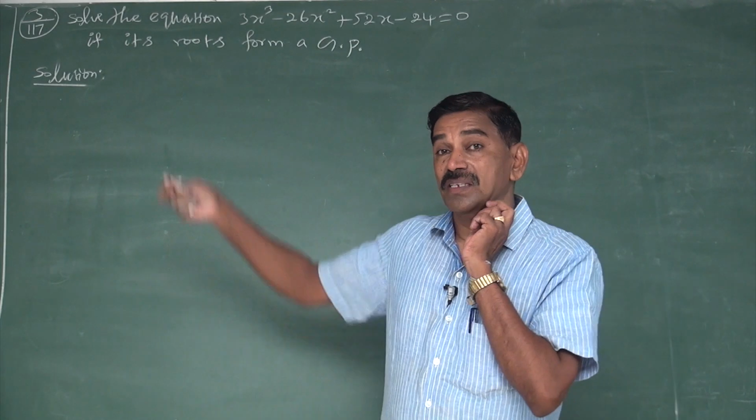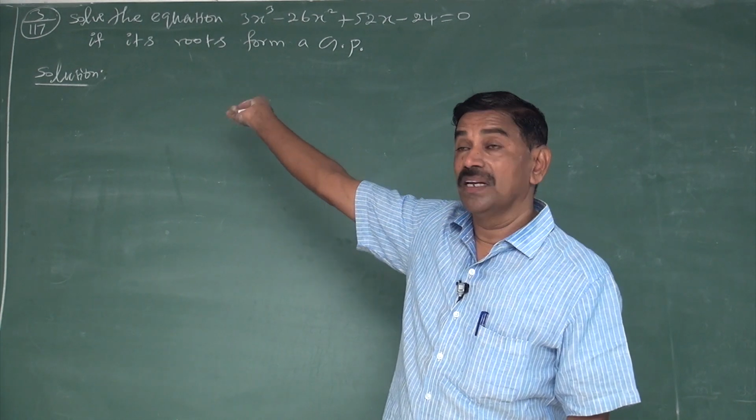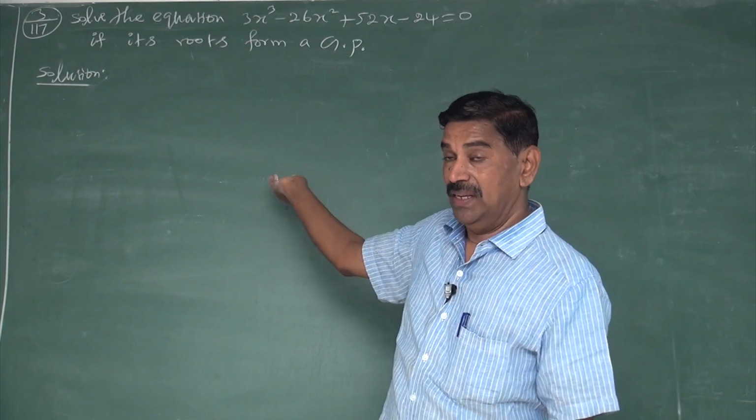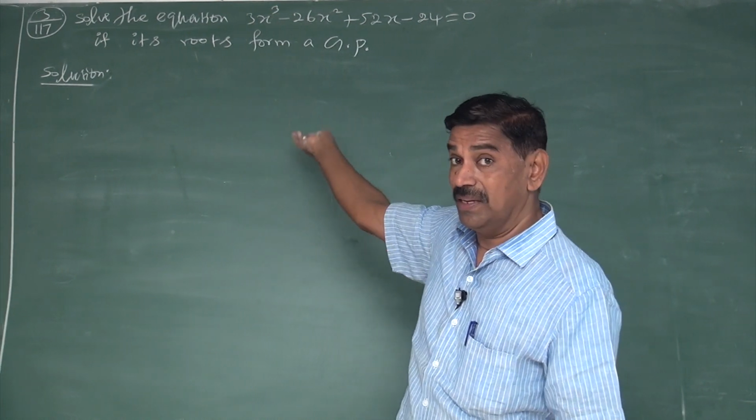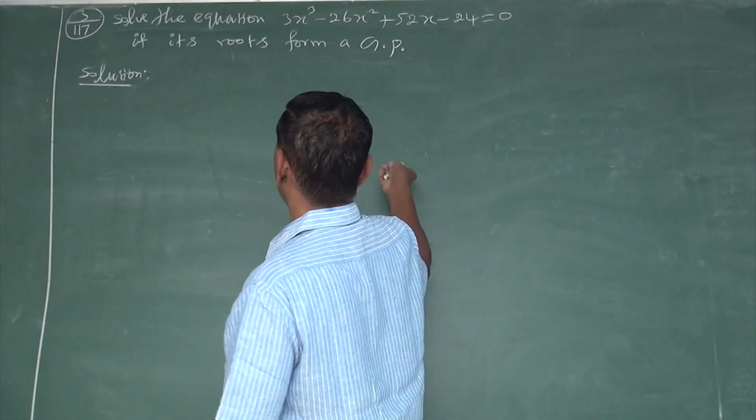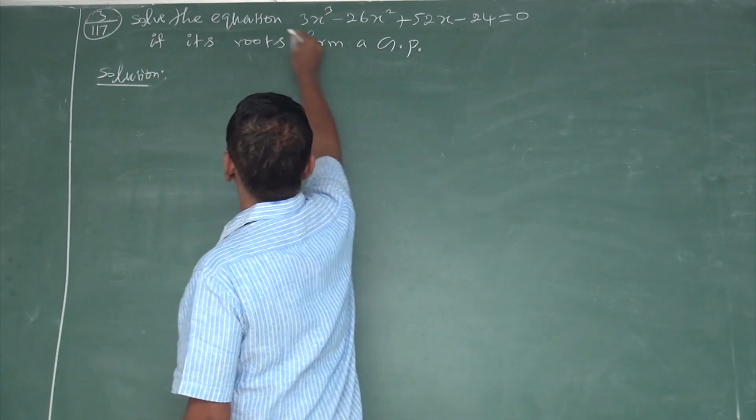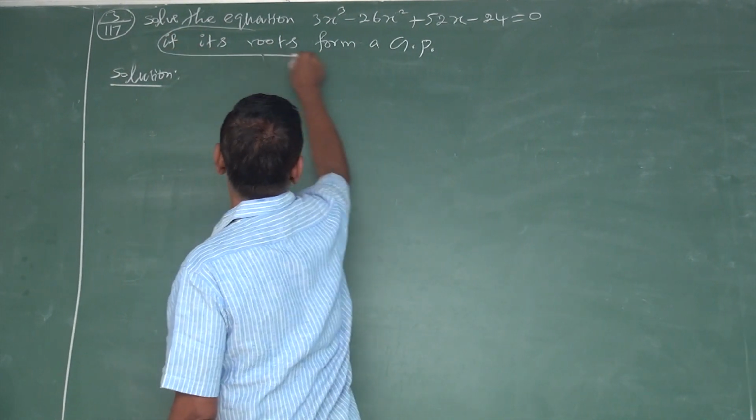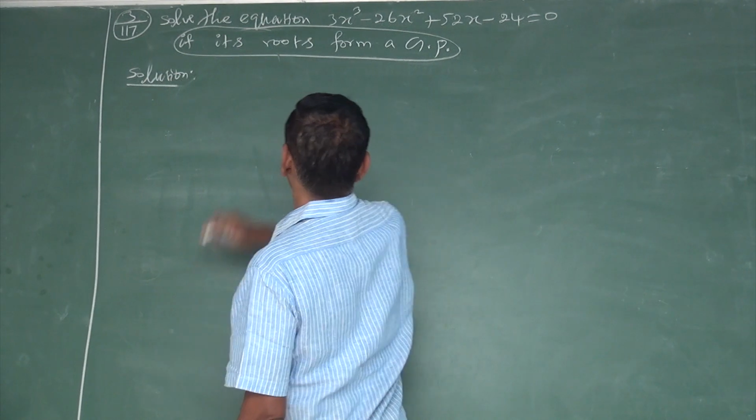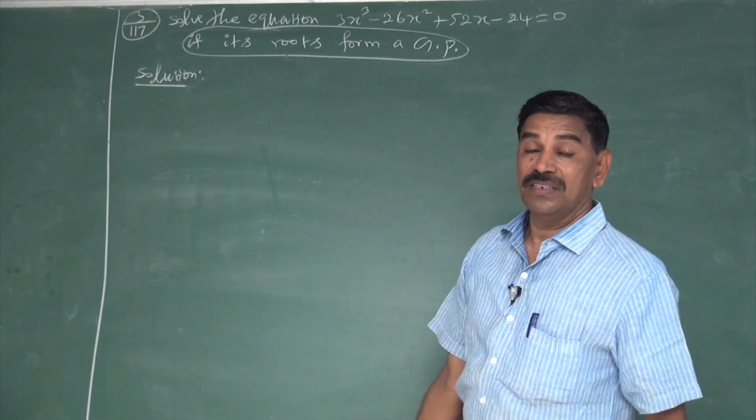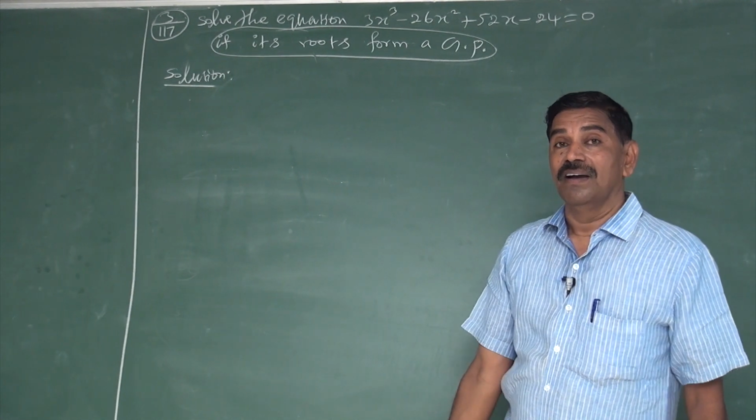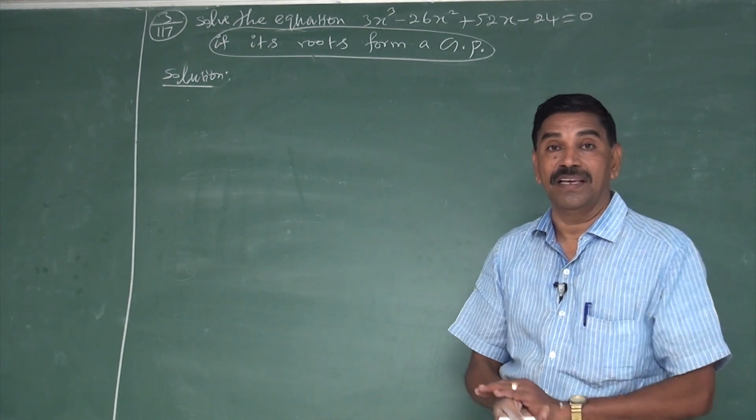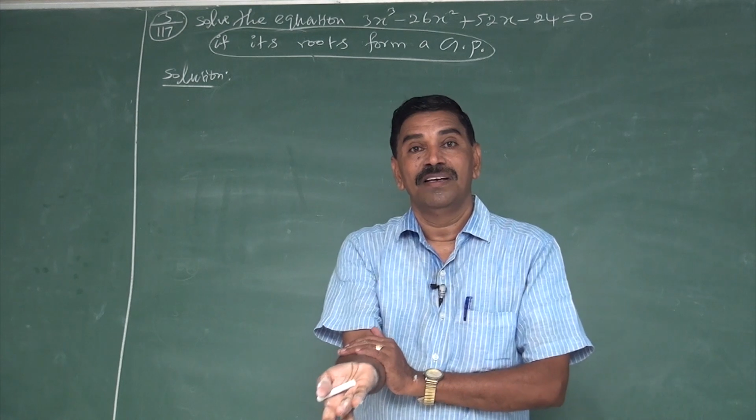Before, the question was to solve the cubic equation with the condition that the roots are in AP. Now, the next question: solve the cubic equation if its roots form a GP. Cubic equation means 3 roots, and the roots will be of the form GP. Can you tell me any 3 terms in GP?